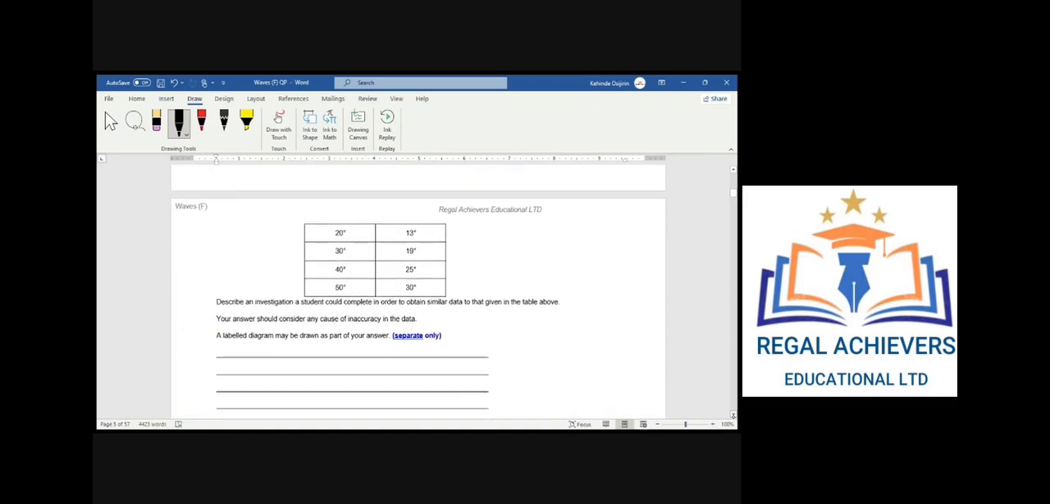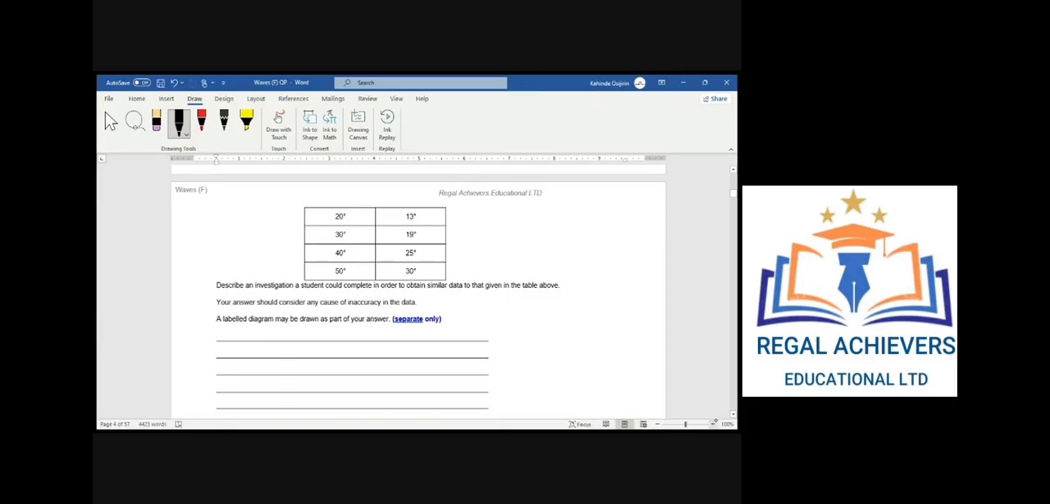So describe an investigation a student could complete in order to obtain similar data to that given in the table above. One of the things is that the student can place a glass block on a piece of paper, and thereafter draw around the glass block and then remove it from the paper. Then you draw a line at 90 degrees to one side of the block. Then use a protractor to measure and draw a line at an angle of 20 degrees to the normal.